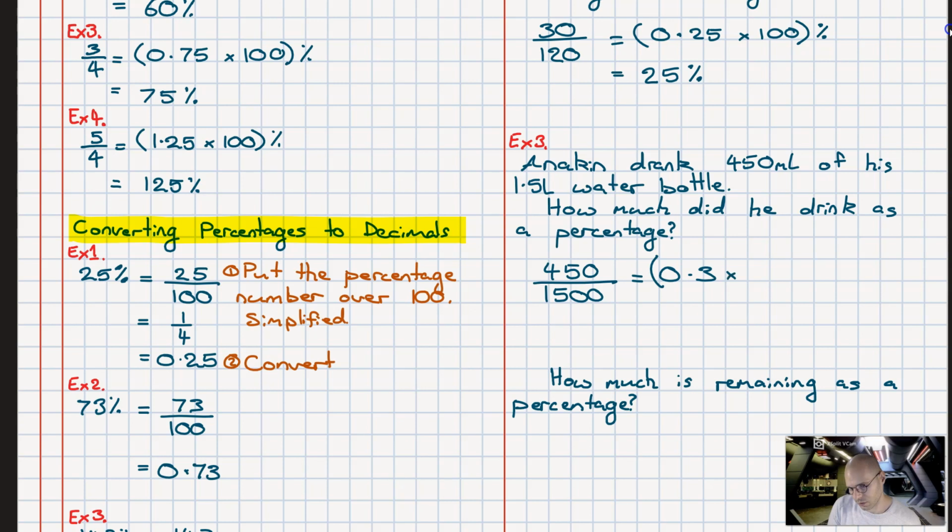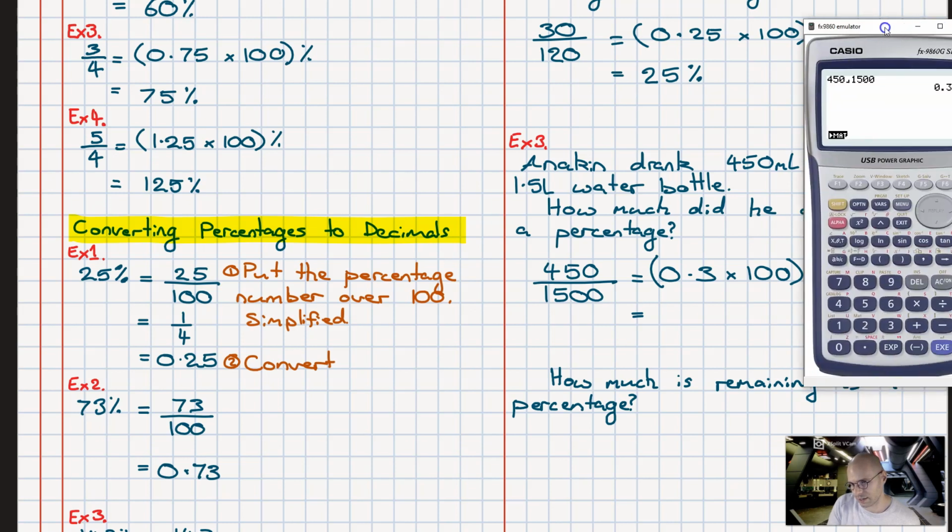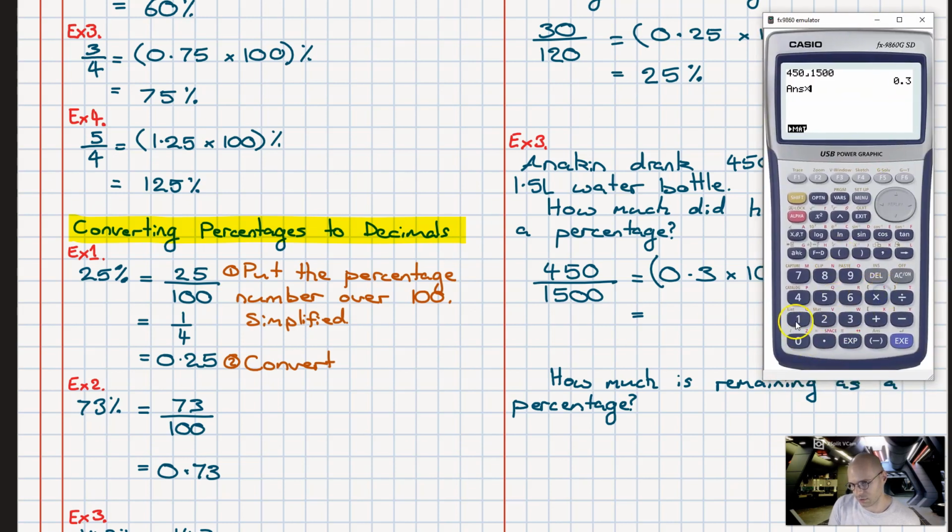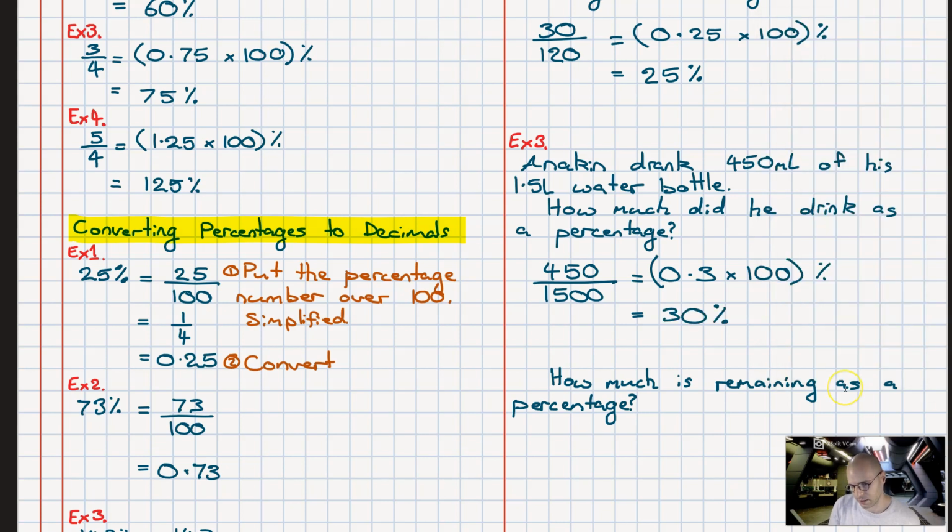There we go. 3/10 SD, or 0.3. We're going to multiply that by 100. Put the percentage sign at the back because we're now in a percentage. As soon as we bring in the 100, we're a percentage, and that's going to turn into 30%. So times 100, 30%.